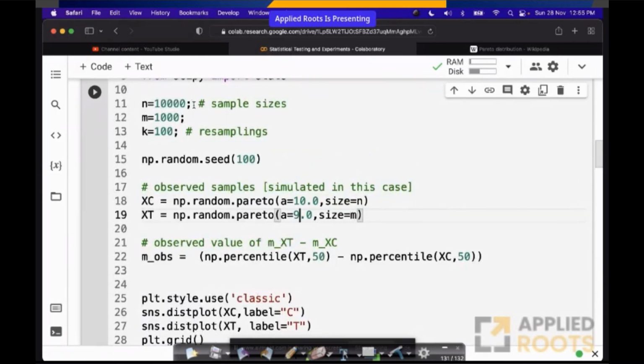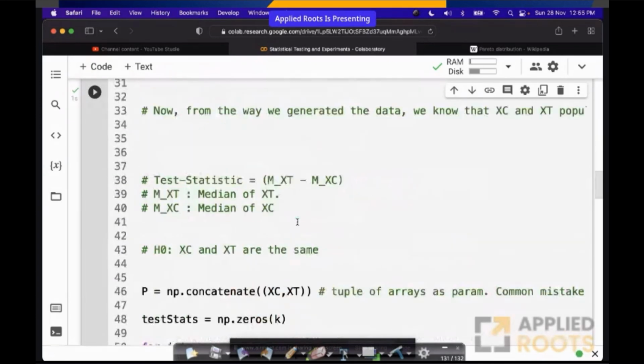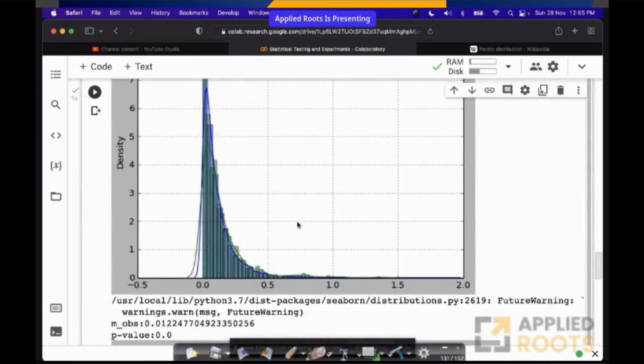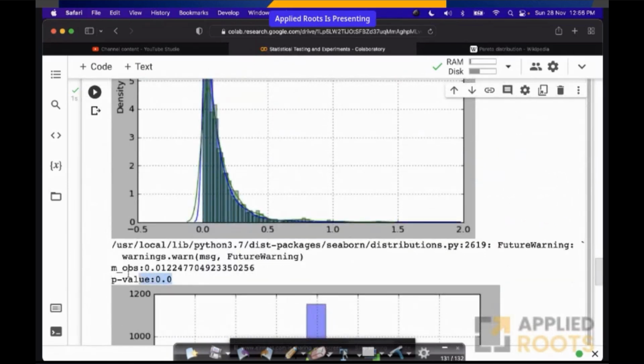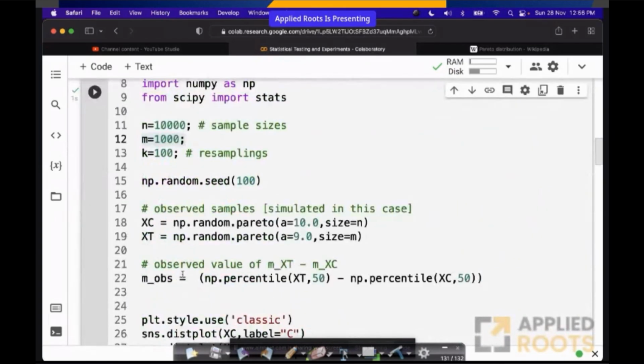Again, n is large, which means our control is large, our treatment is small. And the distributions are very close. What happens now? Your p-value is still close to 0. Again, this you should not trust, because your resamplings are too few. You're only resampling 100 times. You should ideally do at least 1,000 times. Okay, so play around with these values.